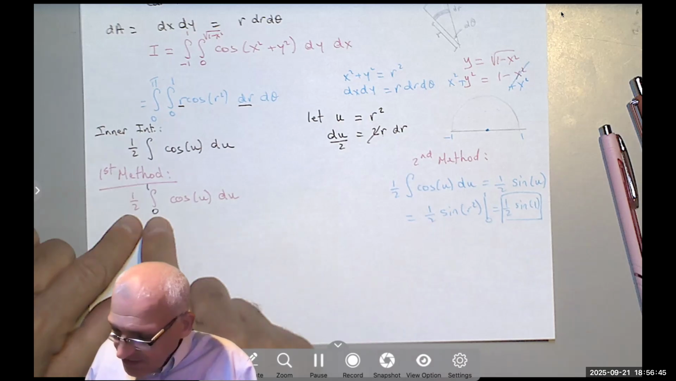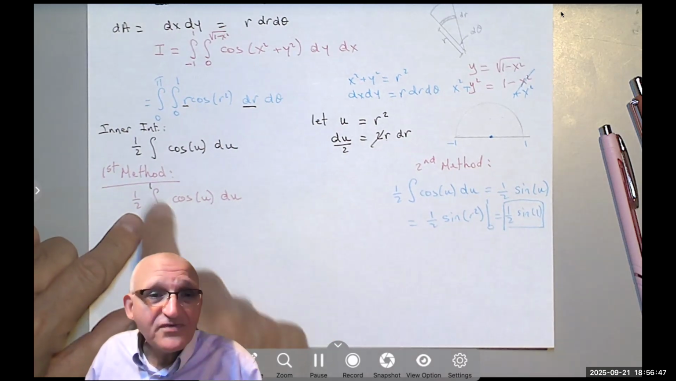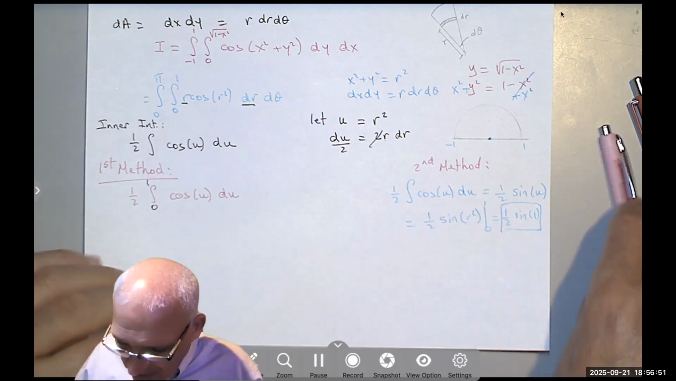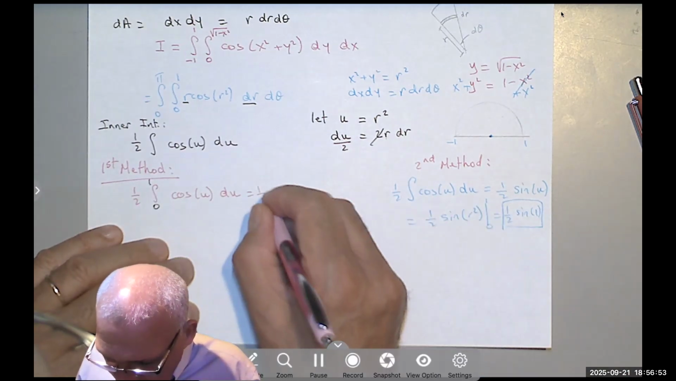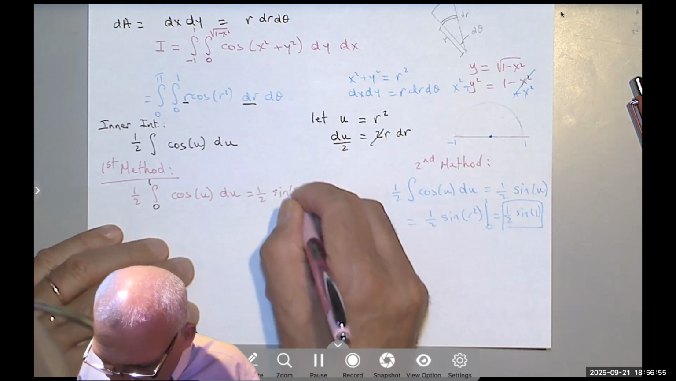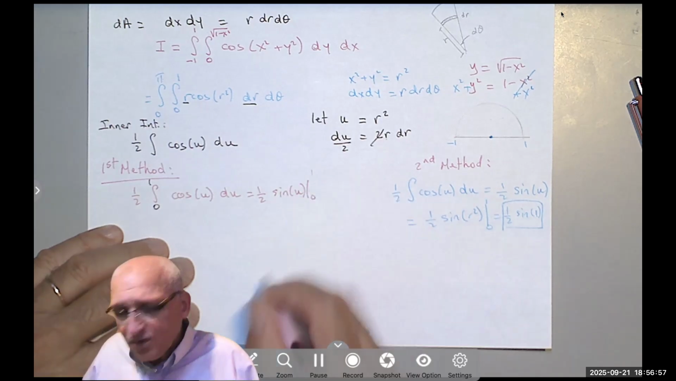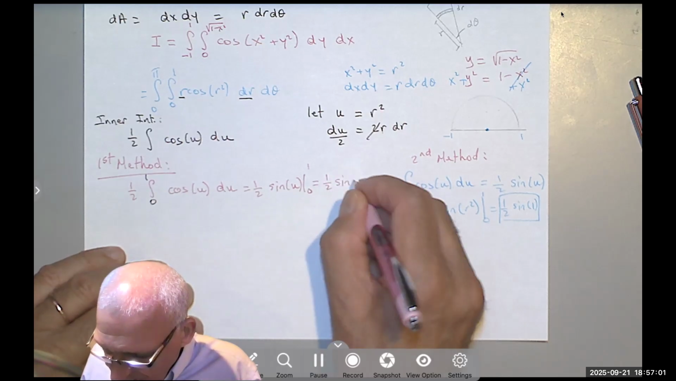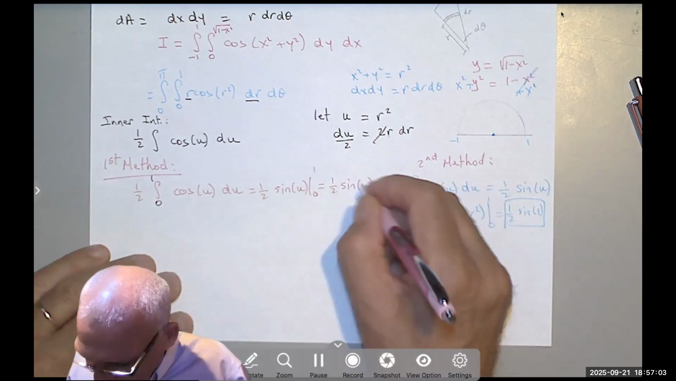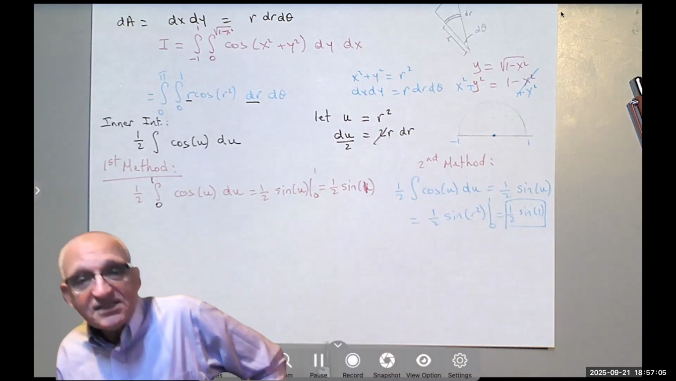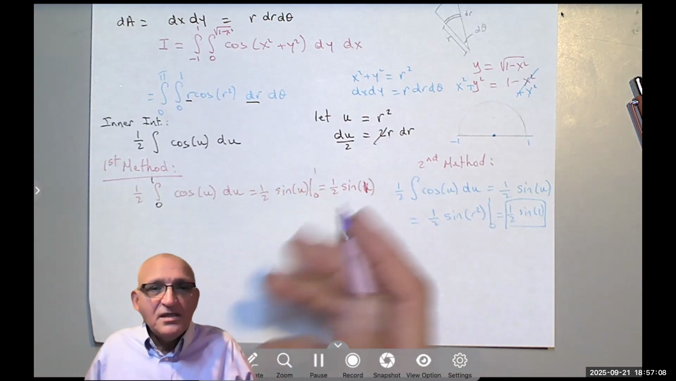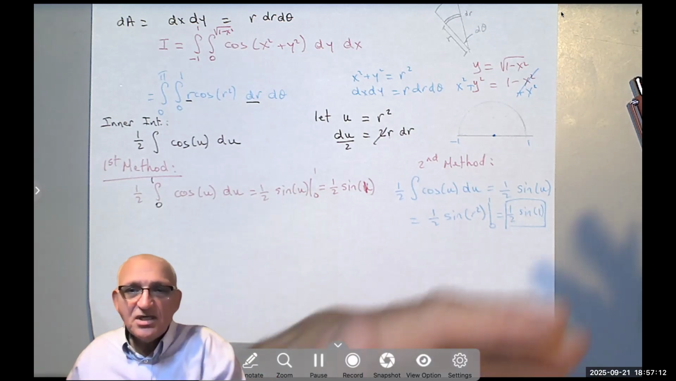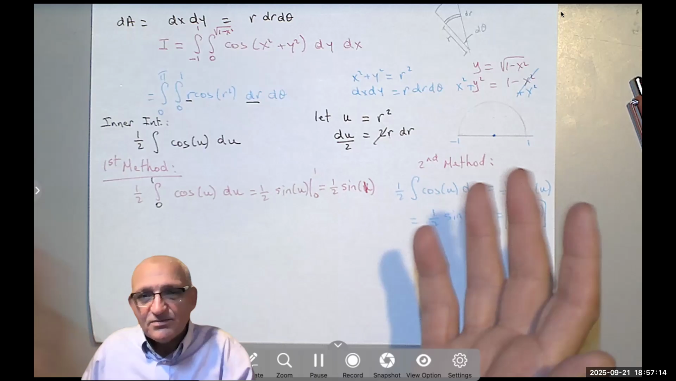In the first method, I already changed the limits of integration, so there is no need to go back to r. This integral would be 1/2 sine u evaluated from 0 to 1. Of course, you will get the same result, which is 1/2 sine 1. So in both cases, you get the same answer, but one has to go from u back to r and change. So that's a cumbersome step.